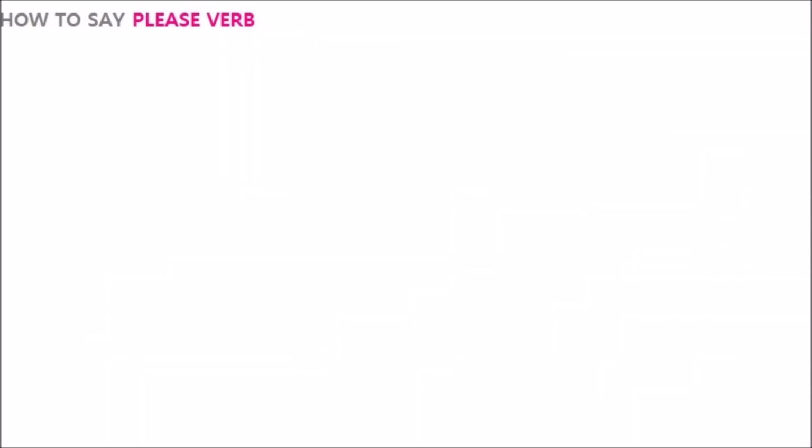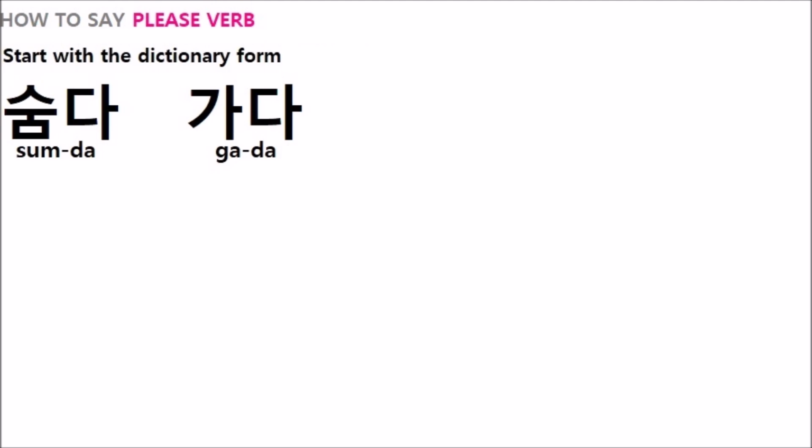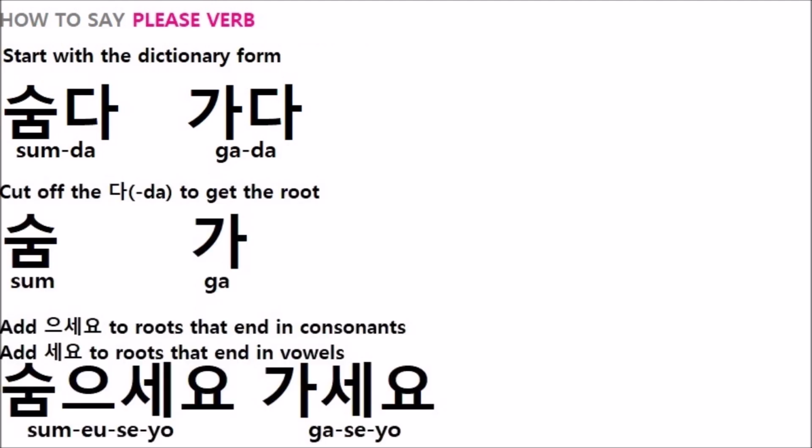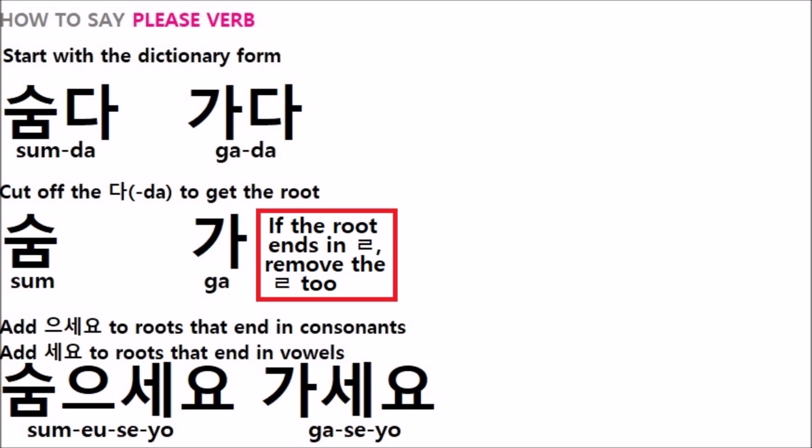Now let's review. To say please verb, cut off the da from the infinitive and add euseyo to verb roots that end in consonants and seyo to verb roots that end in vowels. Or if your verb root ends in rieul, remove the da and the rieul and add seyo to the end.